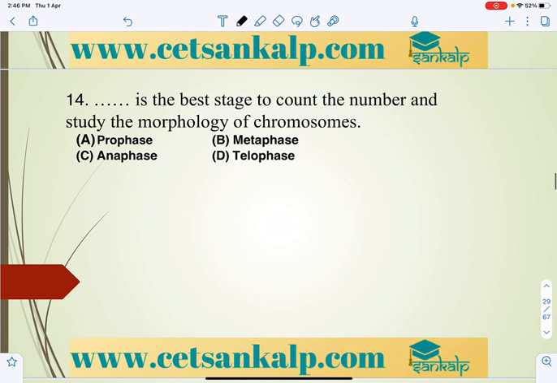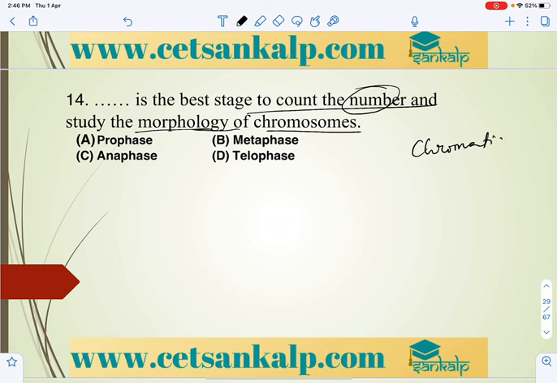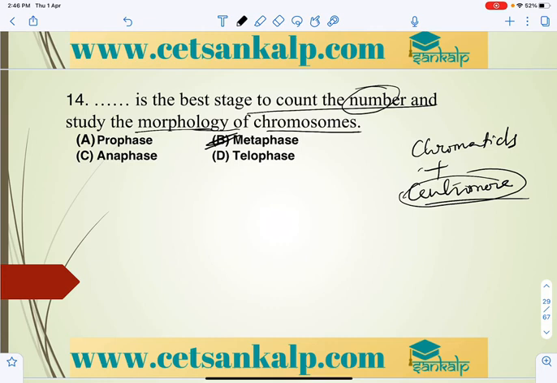So next, dash is the best stage to count the number and study the morphology of chromosomes. We can exactly see those chromatids along with the centromere. Chromatids plus the centromere, those two chromatids attached with the help of the centromere, can be studied in M phase.